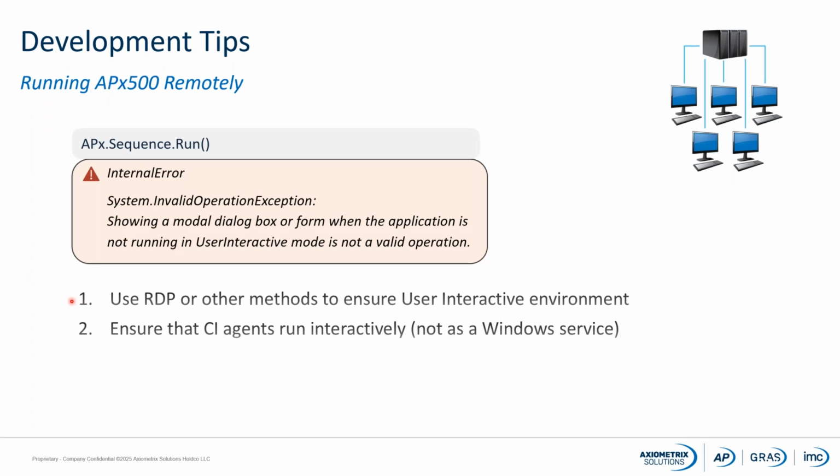If you are wanting to deploy APX tests on remote, network connected computers, you might see an error like this. It's because the app was not launched in what Windows calls a user interactive mode. So what you will need to do is use RDP, the remote desktop protocol, or other methods to ensure that you first create a user interactive environment that the application can launch into.